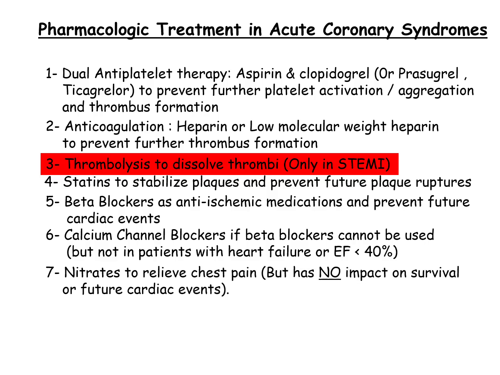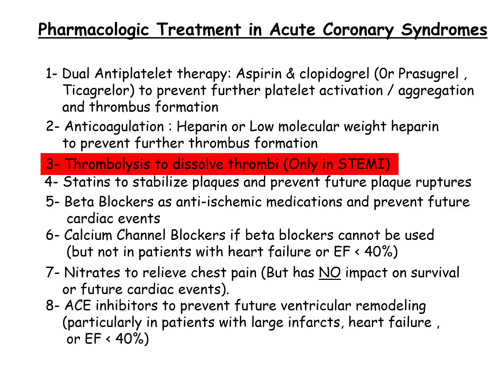Nitrates are used to relieve chest pain, but it's important to remember that they have no impact on survival or future cardiac events. ACE inhibitors are used to prevent future ventricular remodeling. They are particularly helpful in patients with large infarcts, heart failure, or an ejection fraction less than 40%.